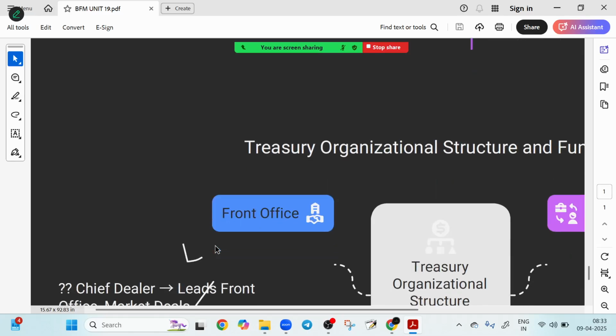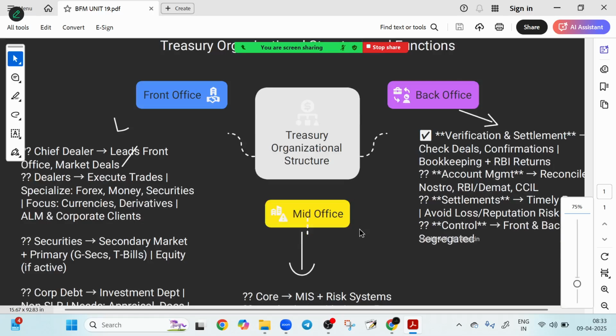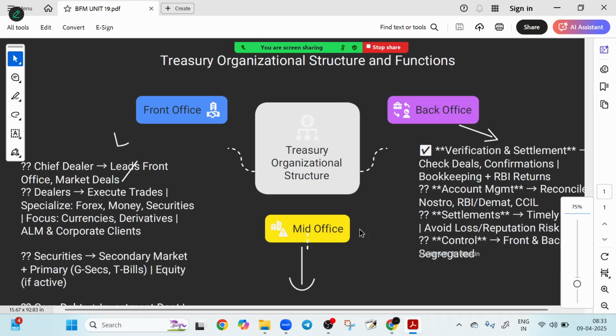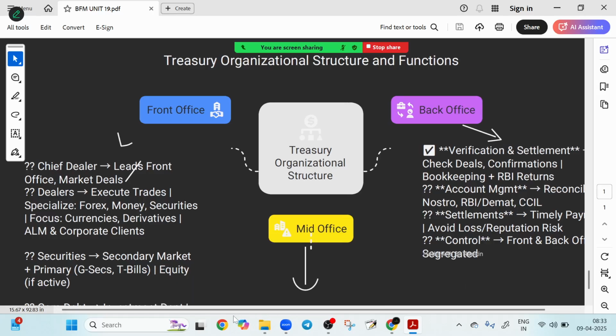Now friends, the last slide we have, this is a super important slide where we are looking at front office, mid office, and back office. Very, very important from examination point of view. So friends, behind the scenes of every successful bank treasury lies a well-organized machine divided into three core zones: front office, back office, and mid office. So let's decode the role and responsibility of each. First, let's talk about the front office. As you can see it here.